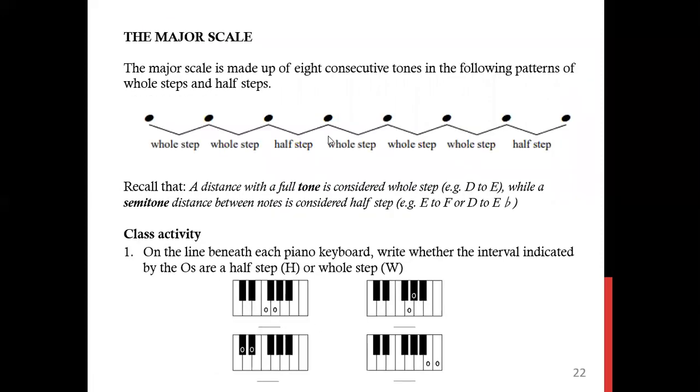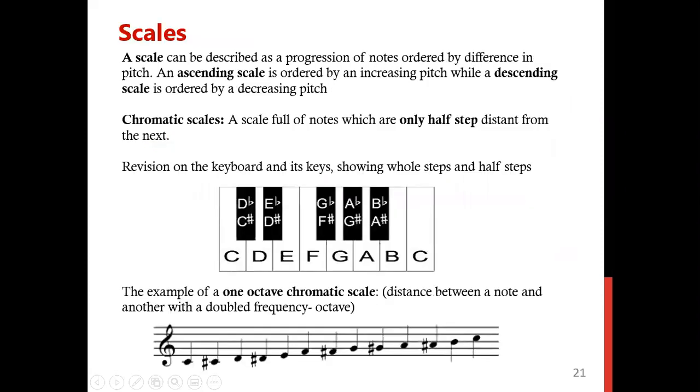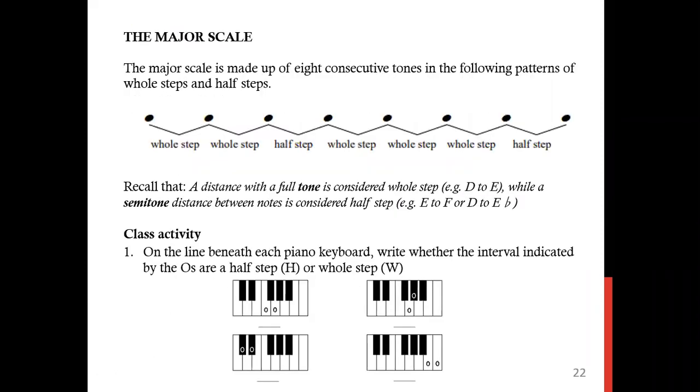So let's see if you get what I'm trying to say. Here I'm just trying to describe to you a major scale. You know, it's made up of 8 consecutive tones. We've looked at the chromatic scale now. Let's come to the major scale. You will still do the activity that will show me if you grasp what I'm saying, but let's just quickly look at major scales first before you do that activity.